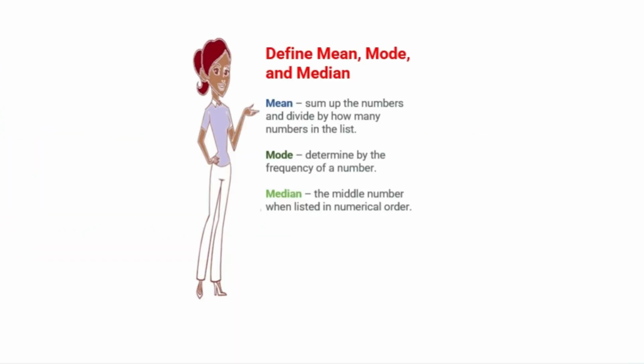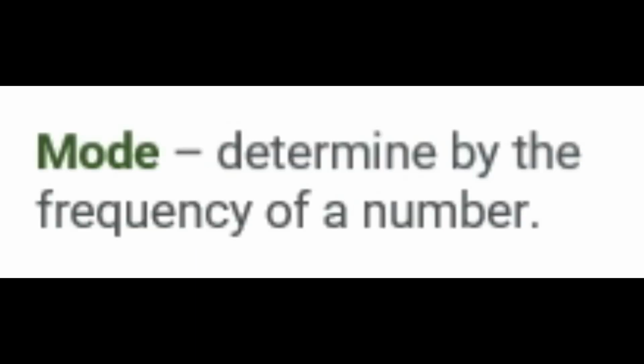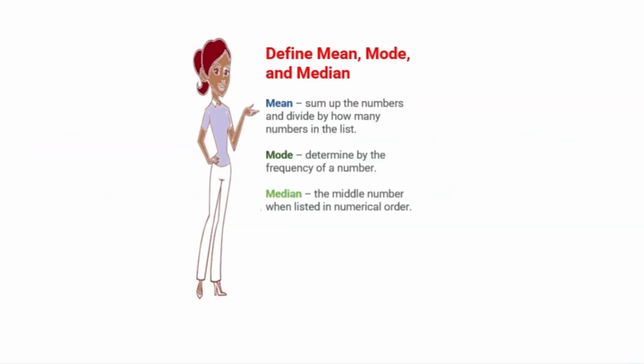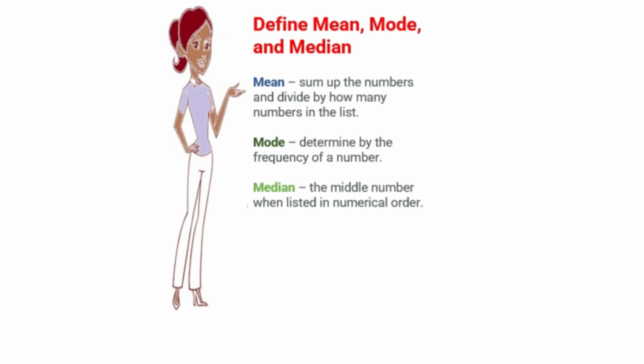Mode is determined by the frequency of a number. Which number in the list do you see or has the most frequency? And that can also happen if there are two different numbers that have the same amount of frequency. That would be called bimodal. And if you have multiple numbers that have the same amount of frequency, that would be multimodal.